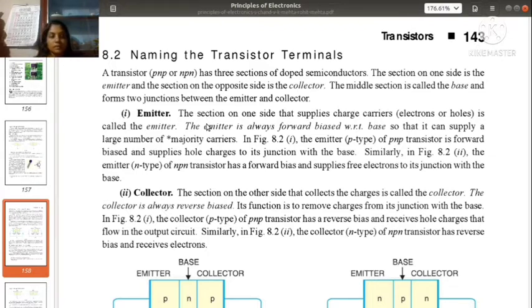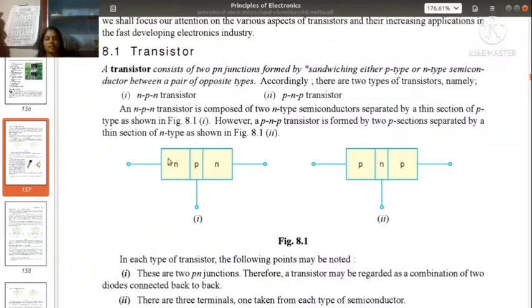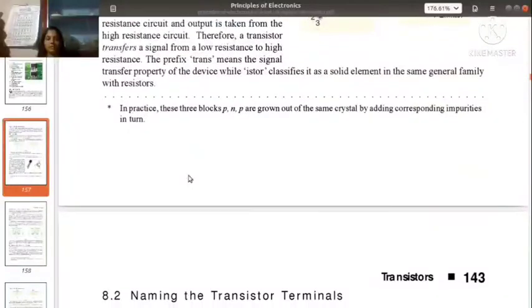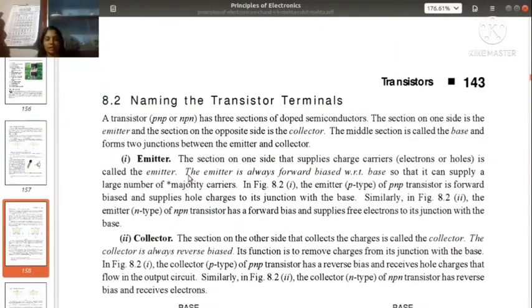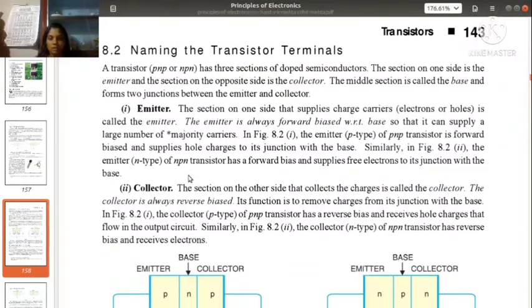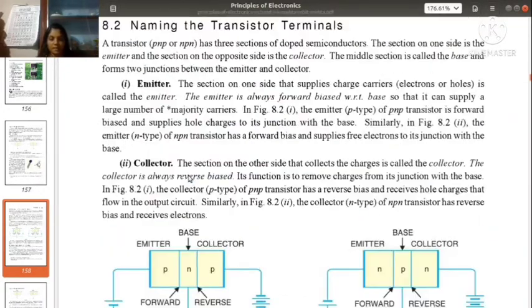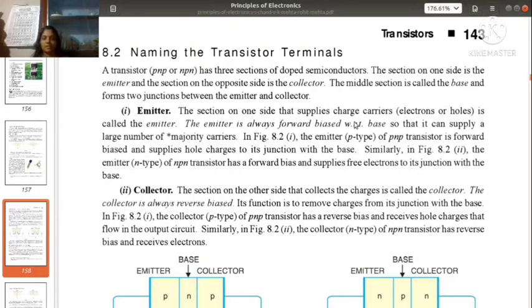Okay, so this transistor has three regions, and the region on one side is known as emitter and the other side is known as collector, and the middle region is called the base. Okay, so we can have a look at this emitter, collector and base part. The section on one side that supplies charge carriers, electrons or holes, is called emitter. The emitter is always forward biased with respect to base so that it can supply a large number of majority carriers.